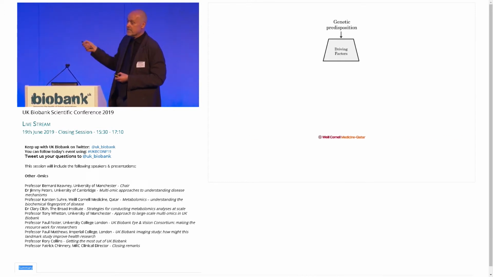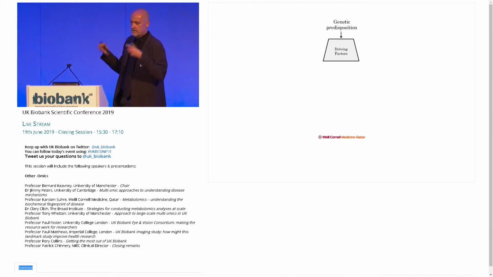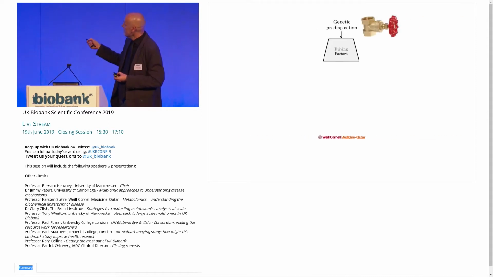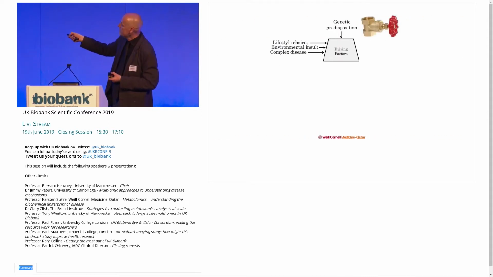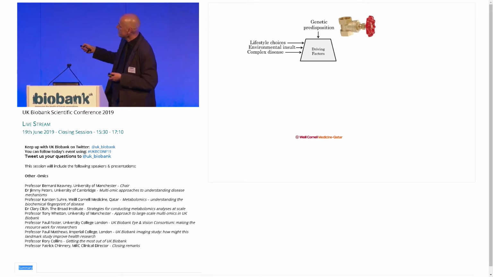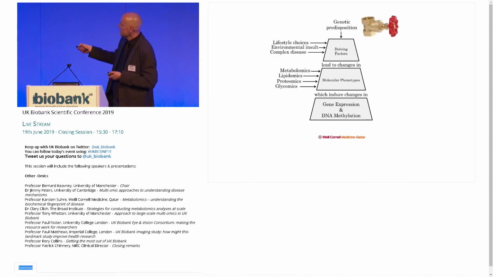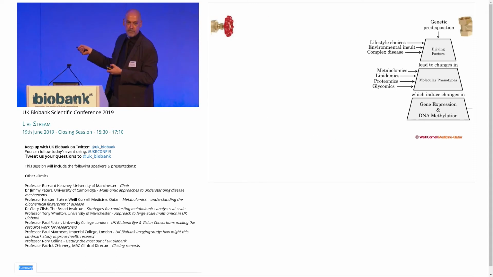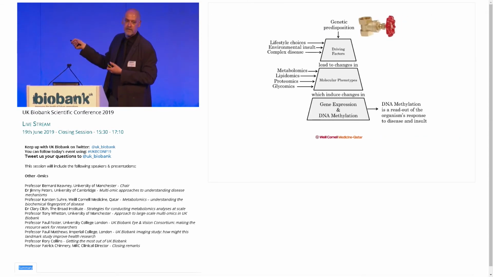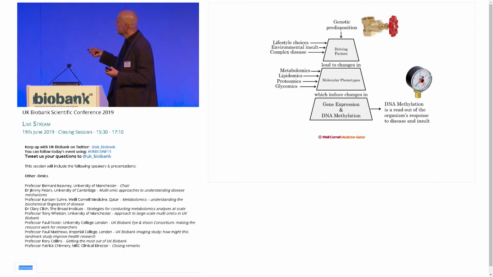The idea is genetic predisposition is actually the predisposition factor. And these are the valves. Then you have the lifestyle choices, environment, and everything. They are the driving factors that lead to changes in all these different metabotypes and intermediate phenotypes, which then induce a reaction of the body in gene expression, and that can be read out by methylation. So the methylation is then the dials, the dial gauges. And then that may go on again and again.